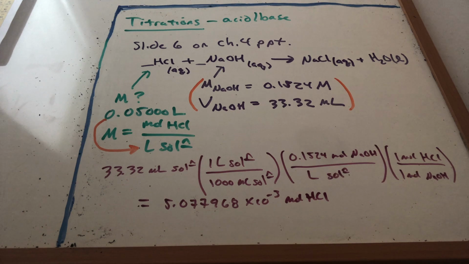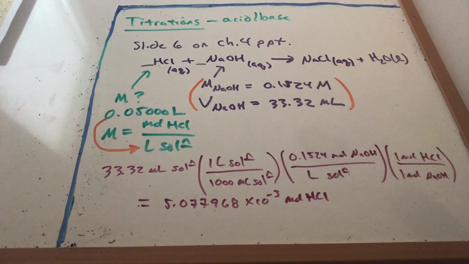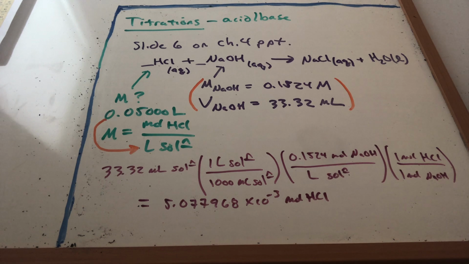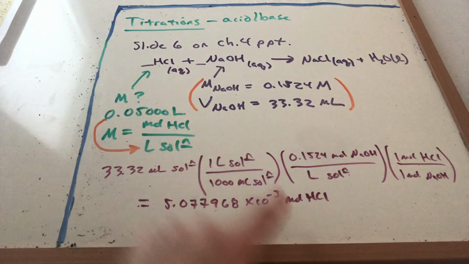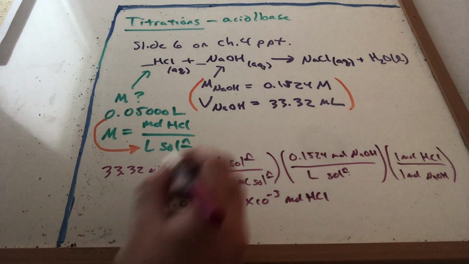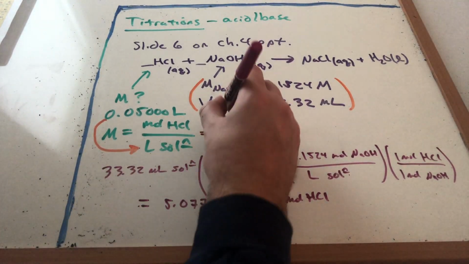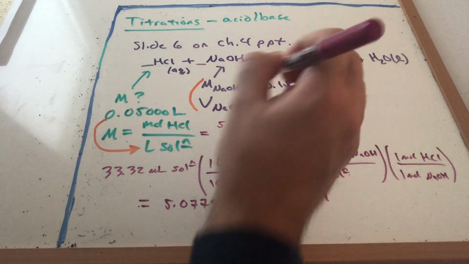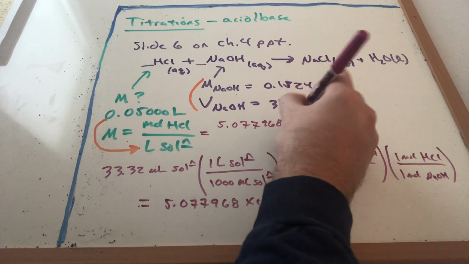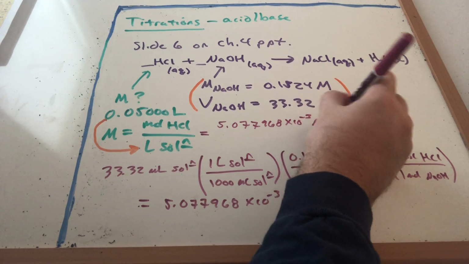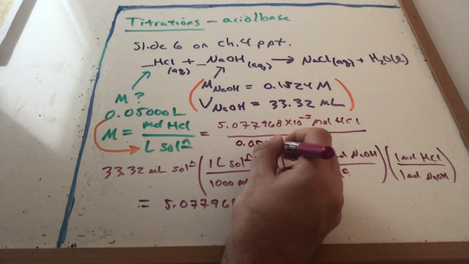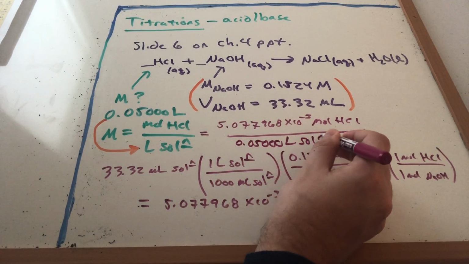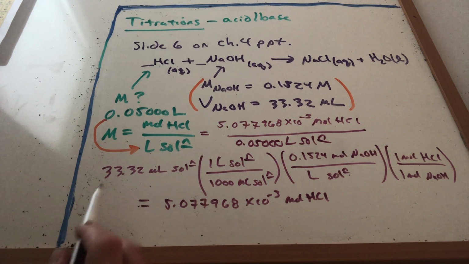So this is all about understanding the equivalency, being able to use this stoichiometrically balanced reaction to take information about one species with a known molarity and volume and convert it to information about the other species. I can come back up here to my molarity now, and it is 5.077968 times 10 to the minus 3 moles of HCl in my original sample, which was 0.05000 liters of solution.